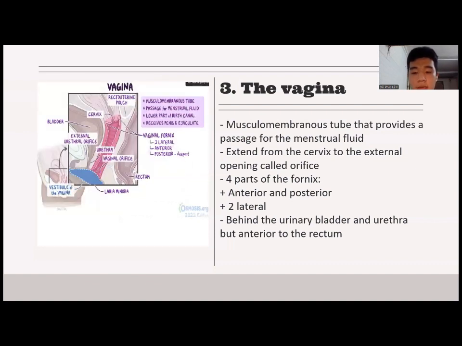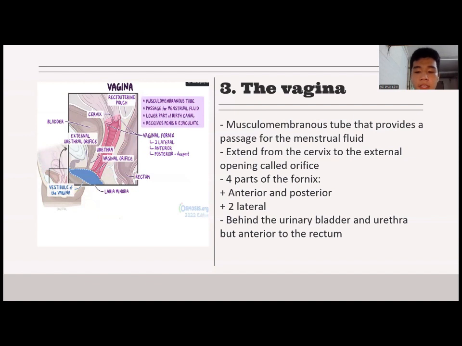The vagina extends from the cervix to the external opening called the vaginal orifice. This orifice, along with the external urethral orifice and the opening of the greater vestibular glands, open into the cleft between the labia minora, called the vestibule of the vagina.